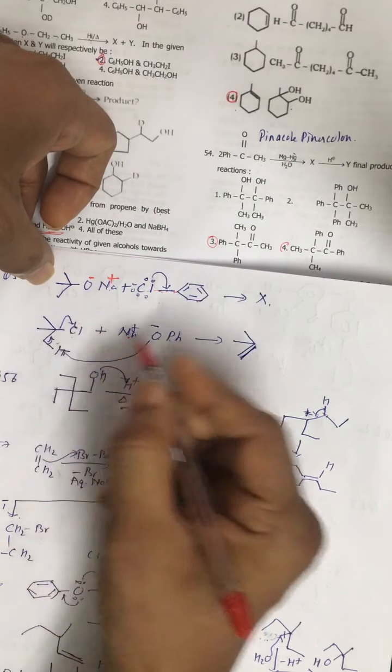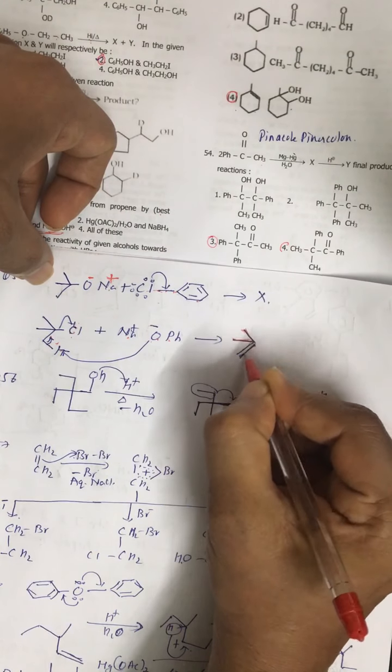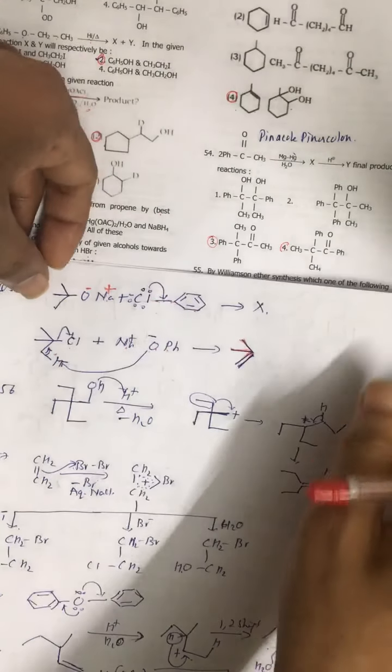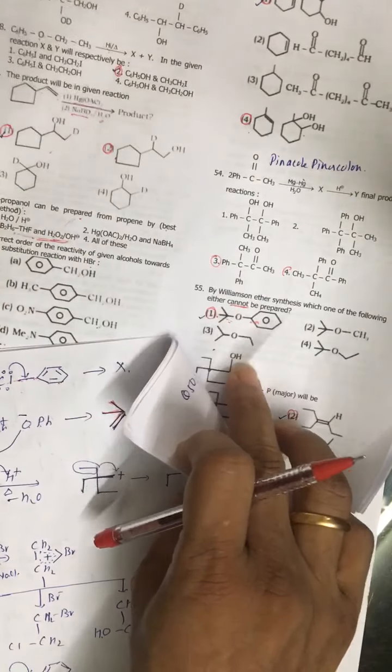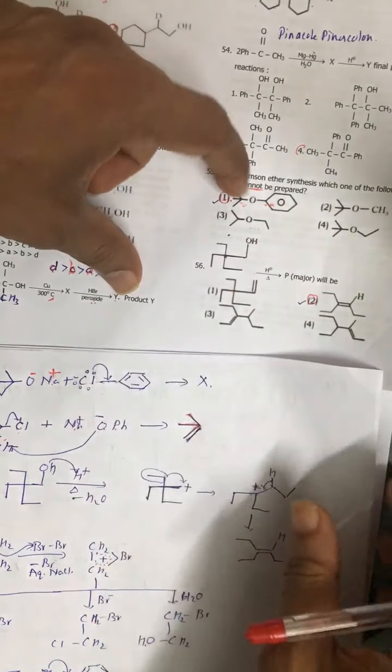So dehydrohalogenation takes place, and the product which we get is basically isobutene. All right, so this ether cannot be prepared. Question number 55. Question number 56. We are given an alcohol.